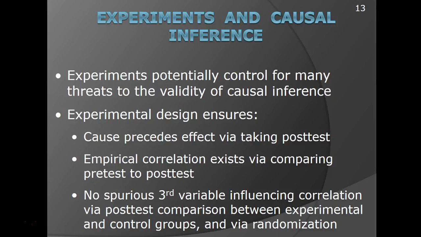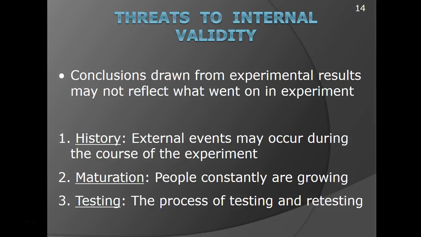So there's nothing else, as in a demographic, or if the control group and the experimental group are very different, then there could be something else that's causing the result besides our treatment, our cause, our experiment. If we do have some of those threats that I just mentioned, the conclusions and the results that we find from the experiment may not reflect what really went on in the experiment. So that's why we want to control for those other variables.